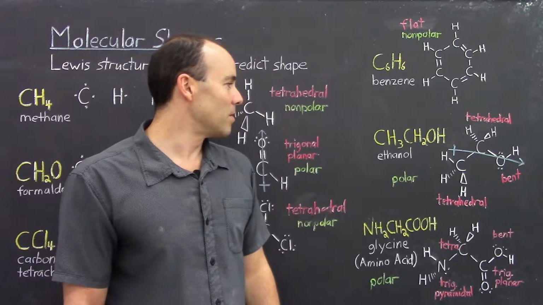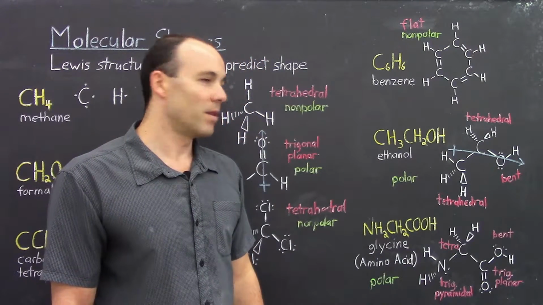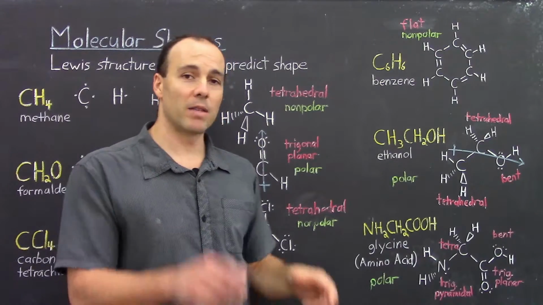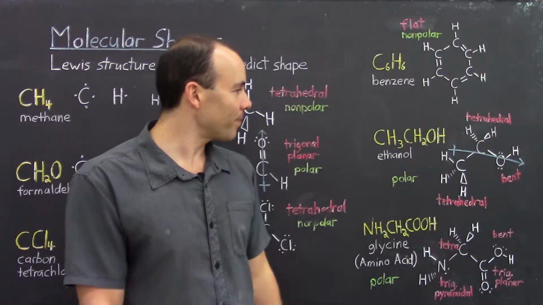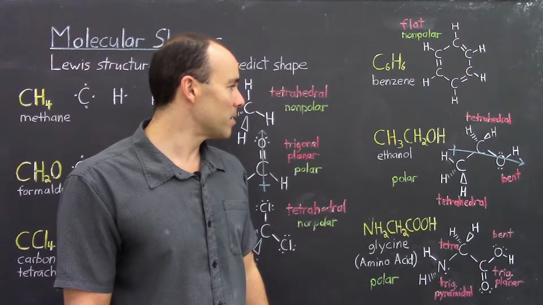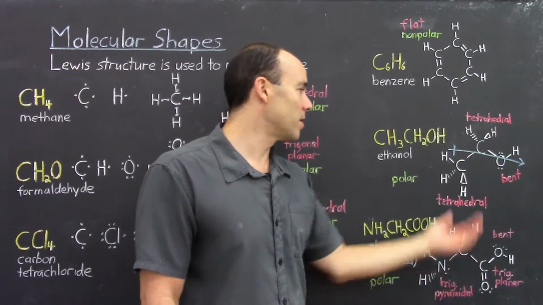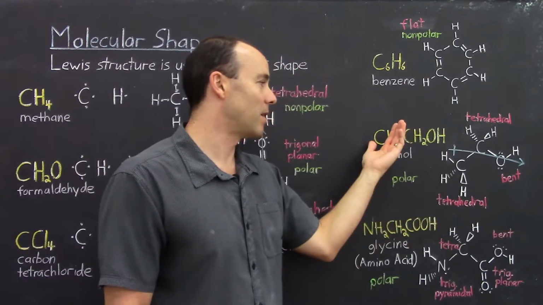It might be difficult to know exactly which way the dipole points because single bonds can rotate around one another, so this molecule is somewhat flexible. But it is polar, and there is a negative end and a positive end.